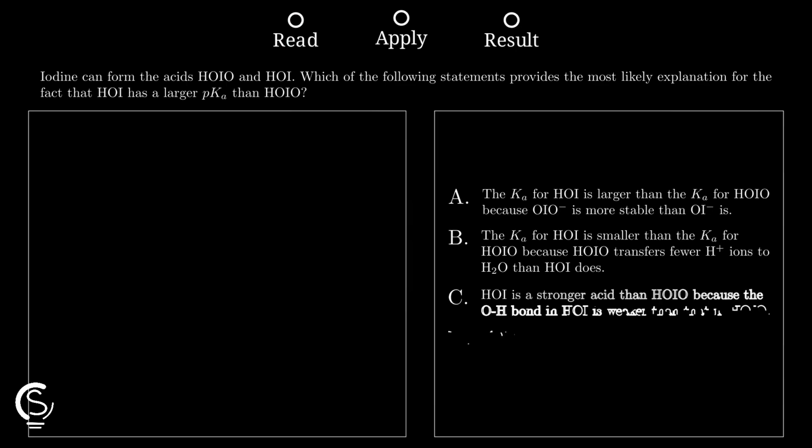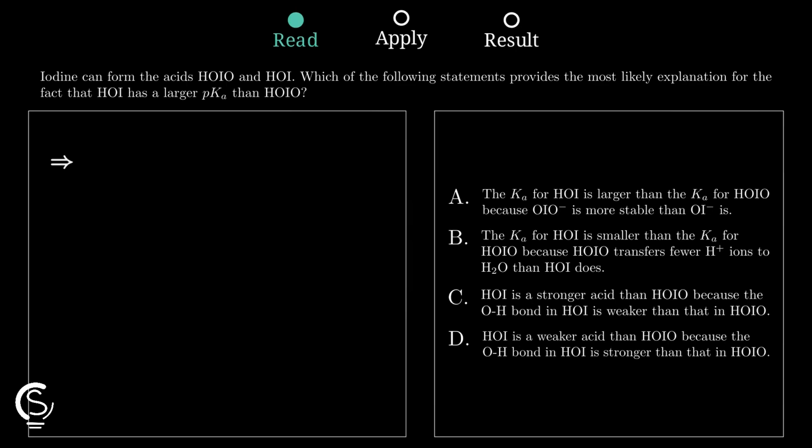First, remember that a larger pKa value always means we are looking at a weaker acid. Since HOI has the higher pKa, it must be the weaker acid in this pair.